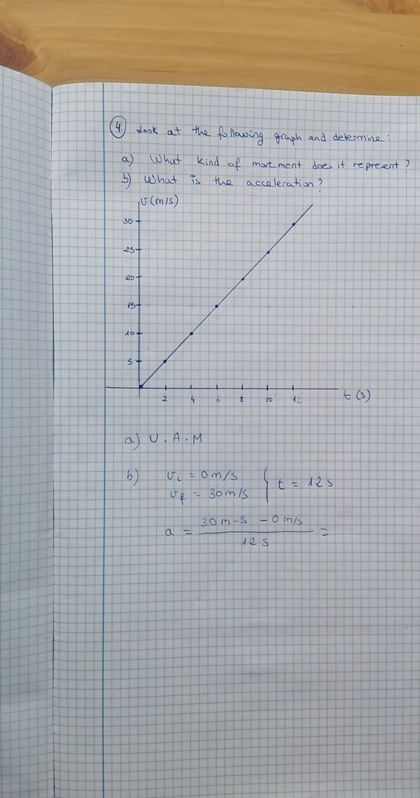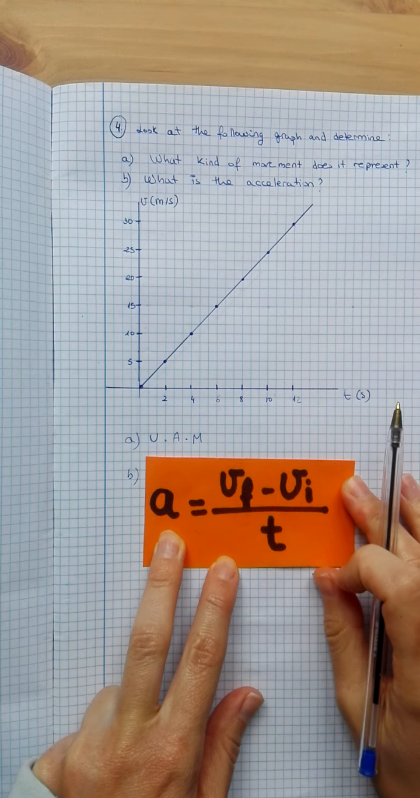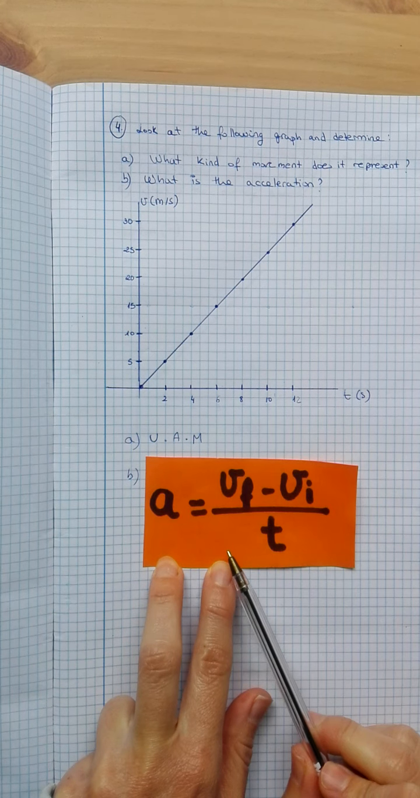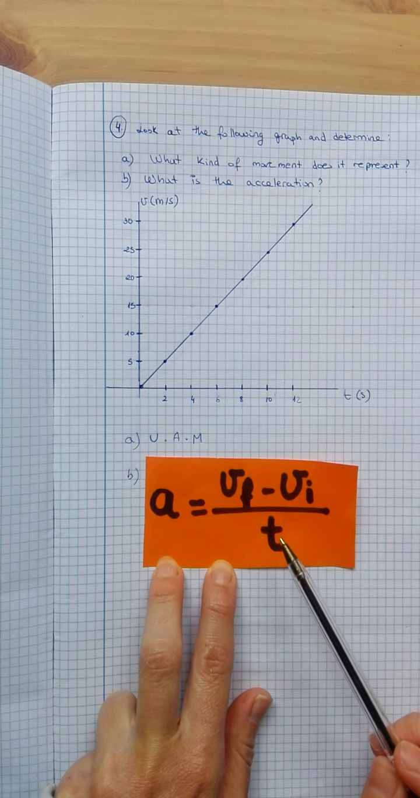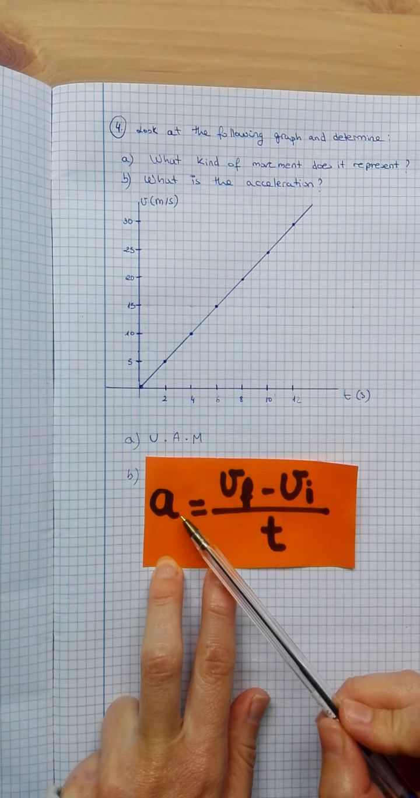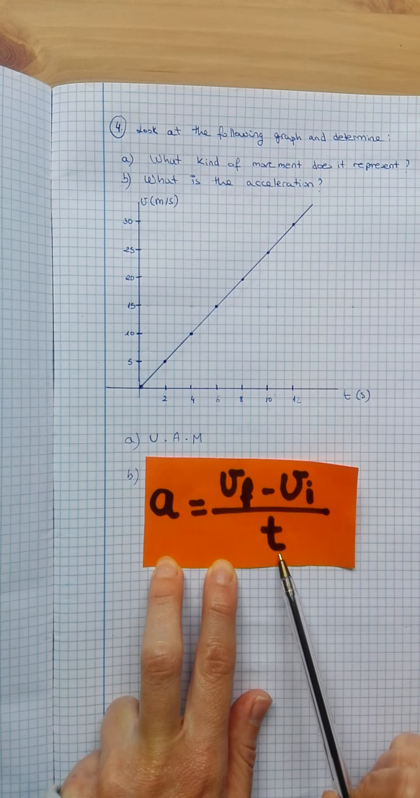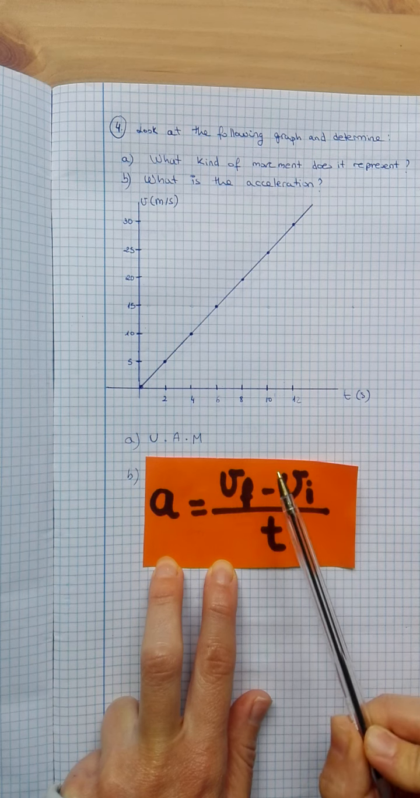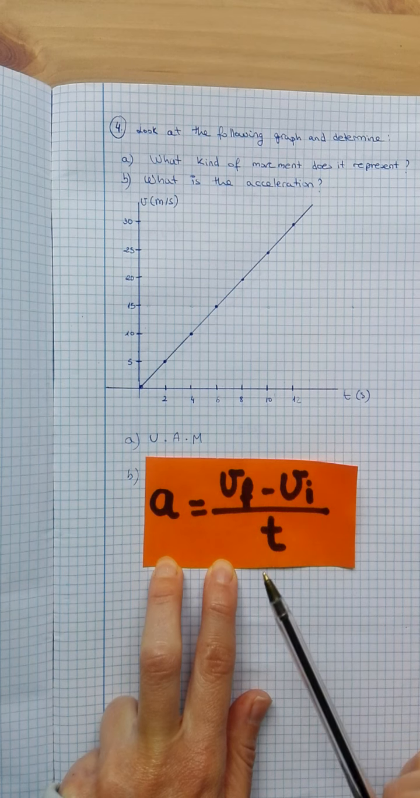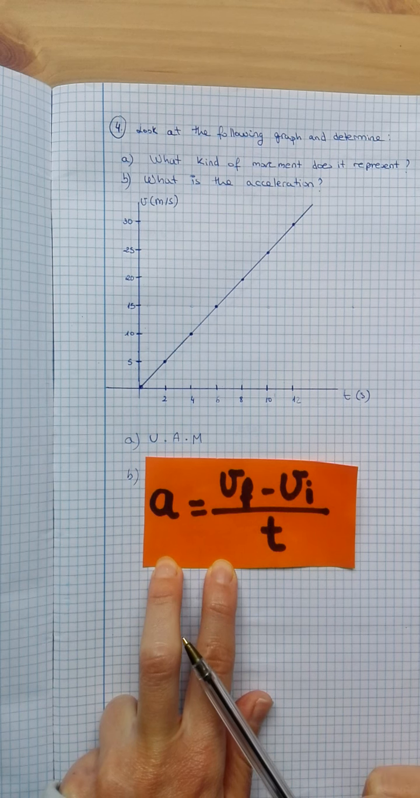Okay, the second thing they ask us is the acceleration. As we have a uniformly accelerated motion, we are going to have an acceleration. I remind you that the acceleration is how the speed is changing with the time. And we calculate the acceleration this way: final speed minus initial speed divided by the time. So what we need to know is what is the final speed, what is the initial speed, and what is the time that it takes changing from this initial speed to this final speed.